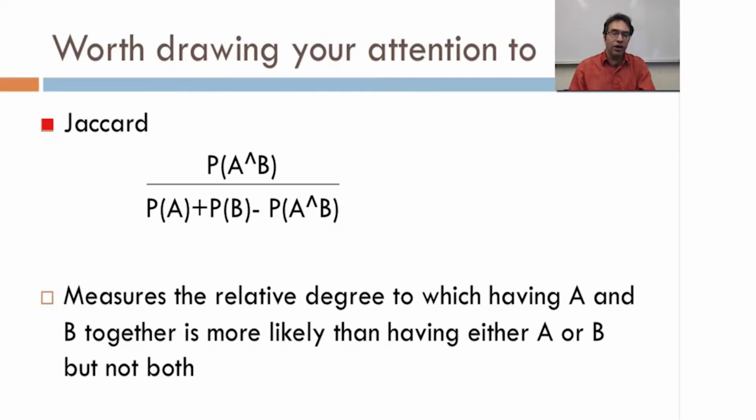Nothing wrong with it. Now, it's also worth drawing your attention to the Jaccard metric, which measures the relative degree to which having A and B together is more likely than having either A or B, but not both.